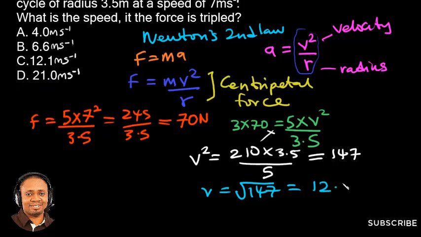So we have 12.1 meter per second. So that is the speed when the force was tripled. So the answer option C is the right answer.